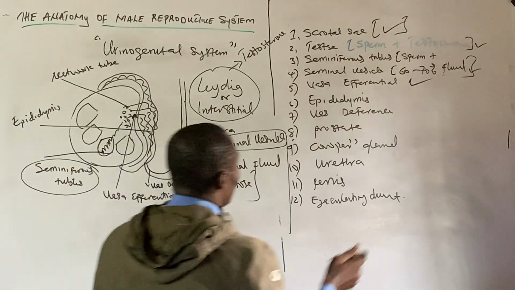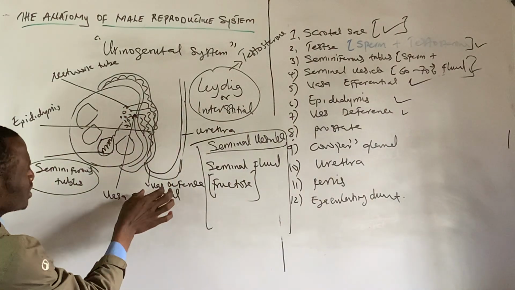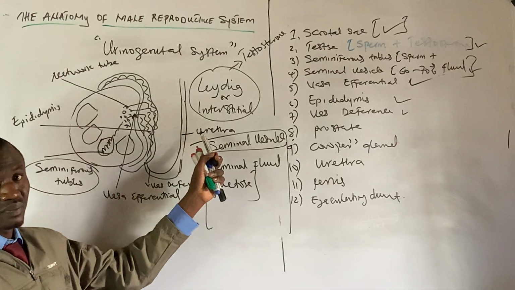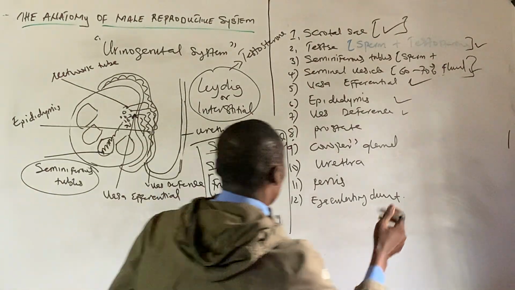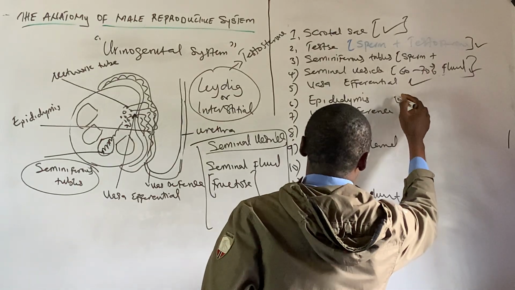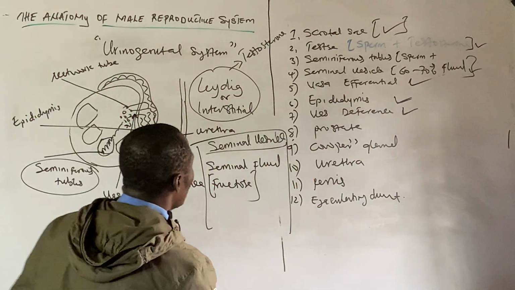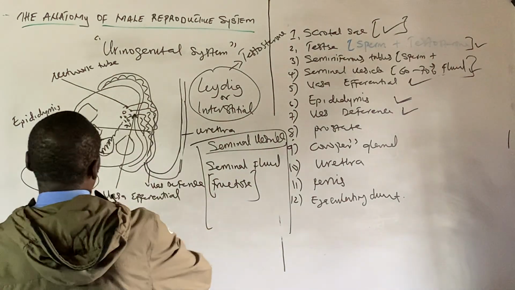Now we have talked about the epididymis. The vas deferens collects the sperm from the epididymis and then transfers it to the urethra, and the urethra pushes the sperm out. So we have discussed the vas deferens, epididymis, and vas efferentia. So I'm going to draw the male reproductive system. That's the next thing to do.